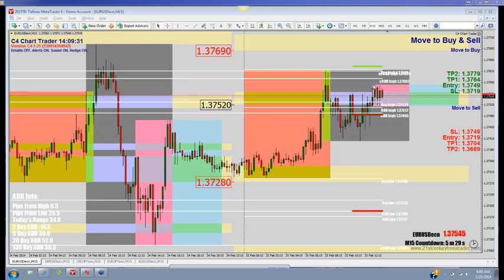I mean, it's been a great opportunity, looks like. So anyway, average range, about 60 pips. We know on the outside it's about 100, but average here lately has been about 60 pips.